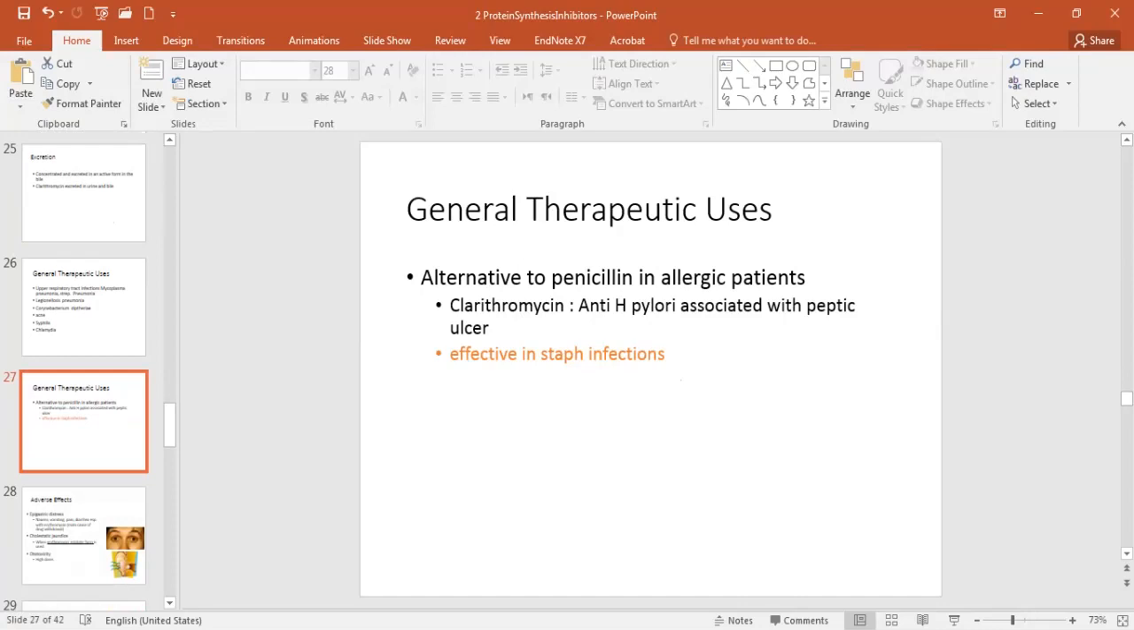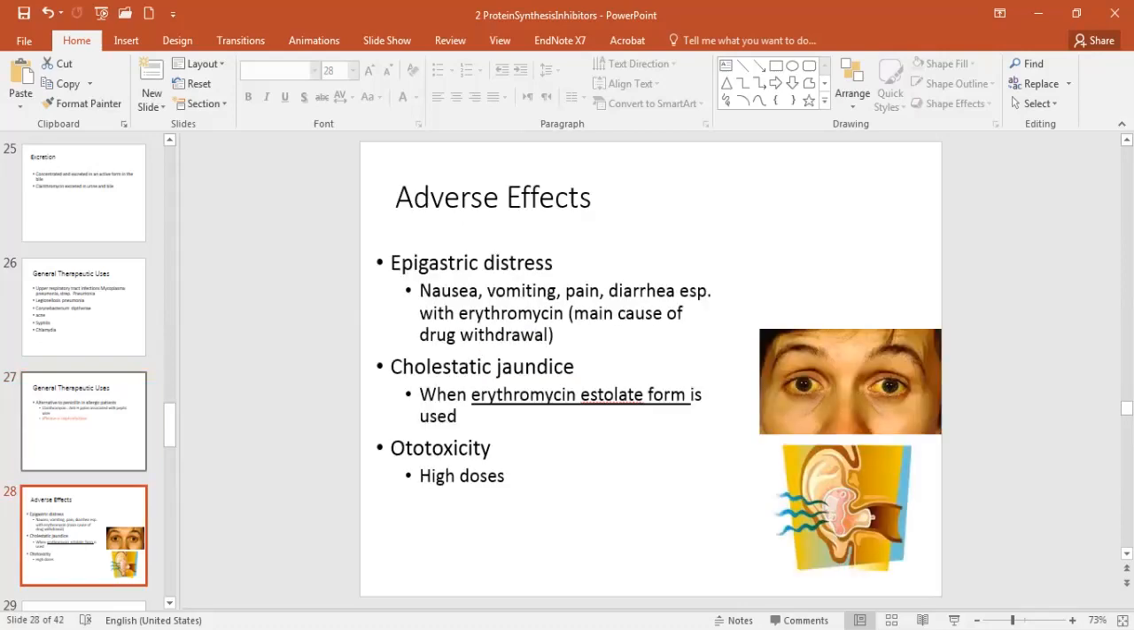The spectrum of macrolides is very similar or close to the penicillins, and their side effects are relatively few, so they are the first choice when you have a patient who is allergic to penicillin. The first choice that comes into your mind is macrolides. Clarithromycin can be used against H. pylori for peptic ulcer. Also, it is effective in staphylococcus infections.